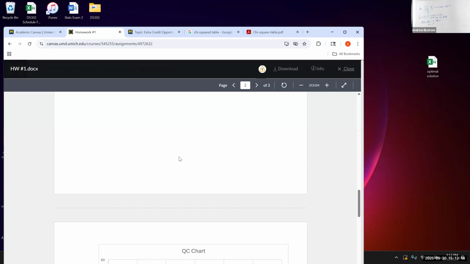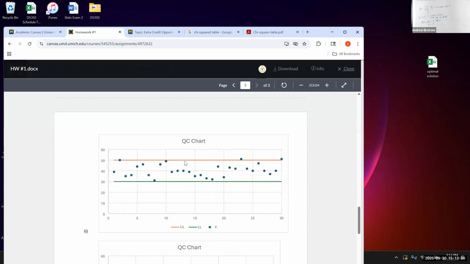With these, anytime you're dealing with these QC charts, you're actually going to have the raw data to look at. These are just to give you an idea of whether there is some sort of an issue going on.